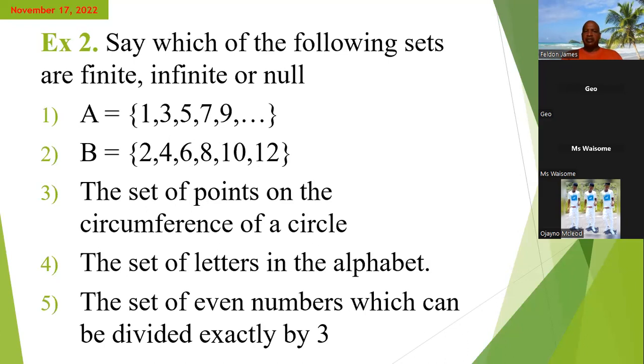Ageno, question 2, finite, infinite, or null? Finite, sir. Why is it finite? Because there's no dot at the end. Right. By definition, what is a finite set? Finite sets are sets that you can count. So you can list the members. Yes, you can count and list them. All right. Now the set of points on the circumference of a circle.